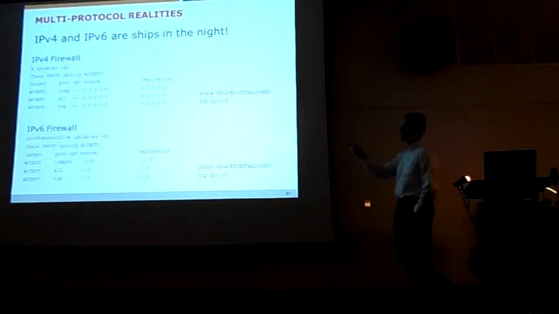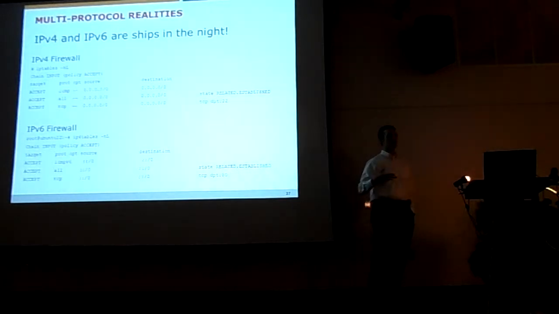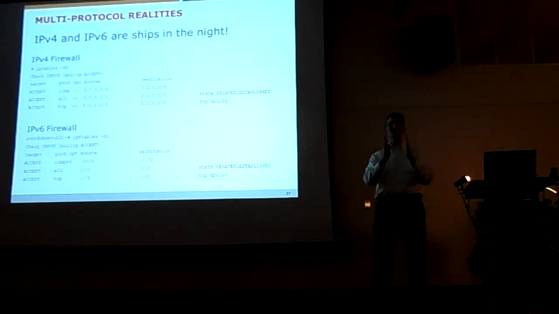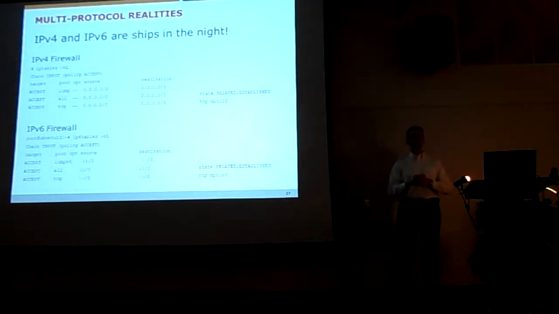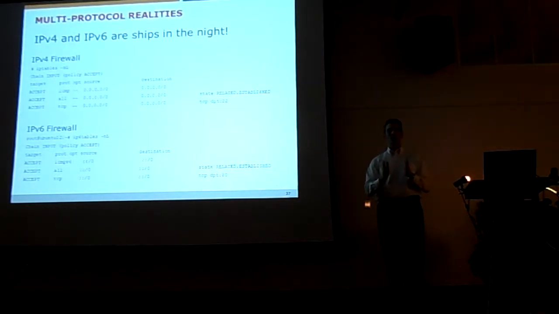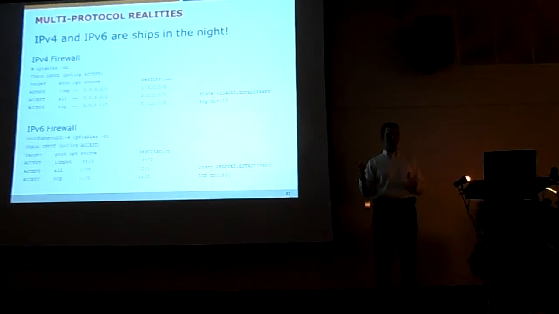Another big thing. In the network world, we have a saying called ships in the night. Ships in the night are two parallel things that don't interact. They're completely independent. So IPv4 and IPv6 are ships in the night. They are totally in parallel. This is really important. What that means is, let's say I have SSH access to a system, and I have access control on it, so only certain systems can get to it.